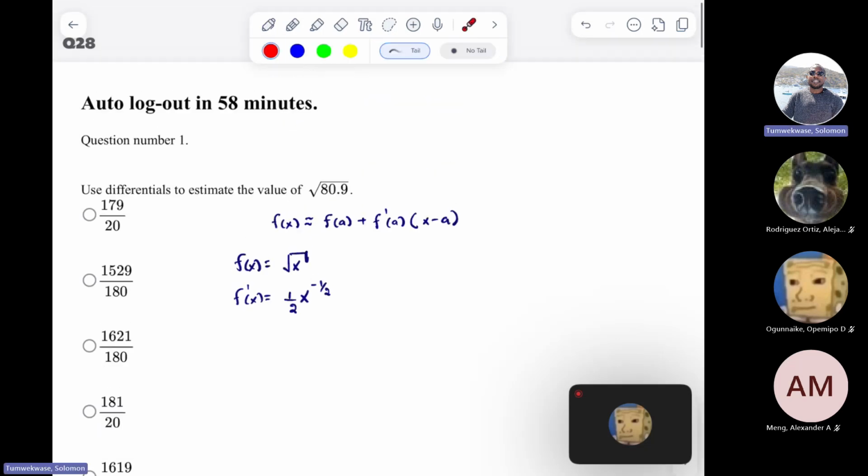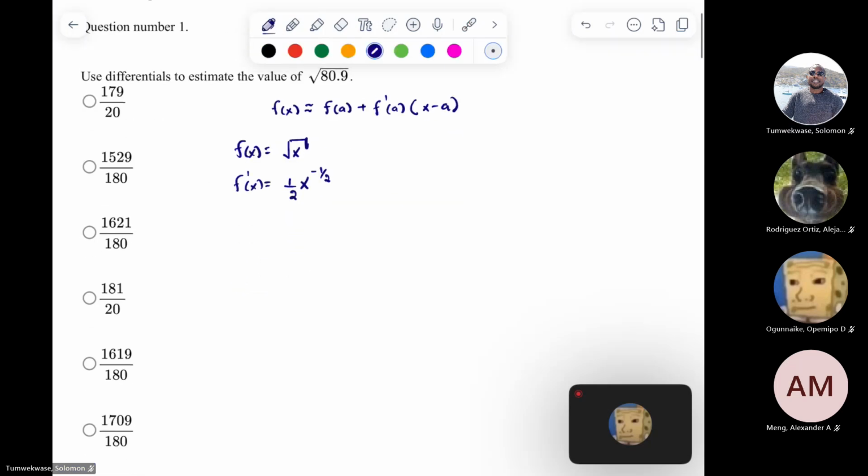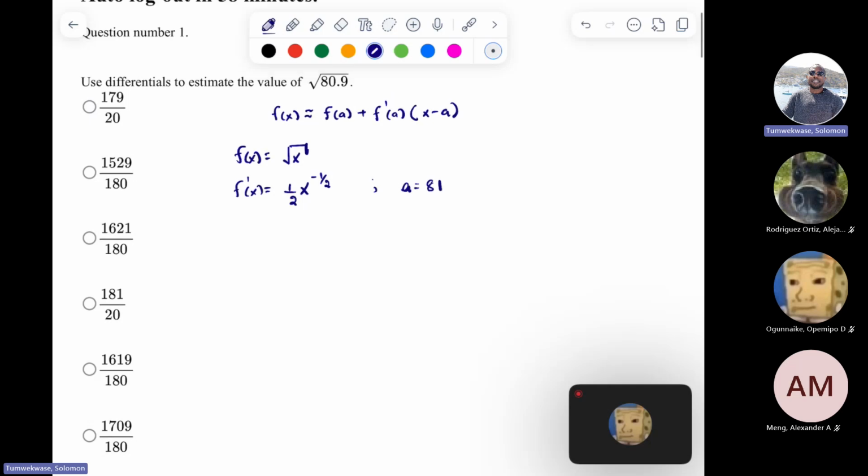Now, I'm trying to evaluate the square root of 80.9. So I need to find a number that is closest to 80.9 and has a perfect square root. That number is 81. One might say, hey, but 100 also has a perfect square root. Yes, 100 has a perfect square root, but we are looking for one that is closest to 80.9, okay? So after determining that, we know our A, and our A is 81, whose square root is 9, right?